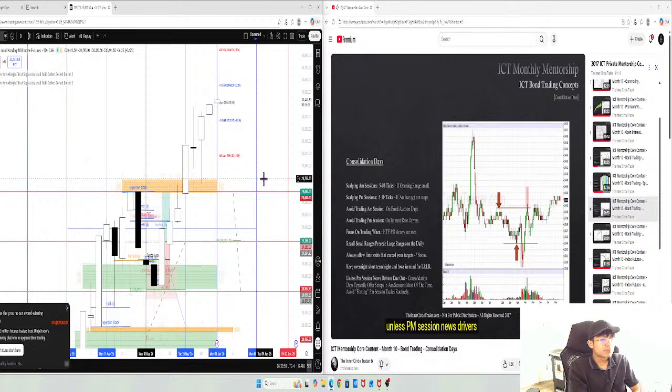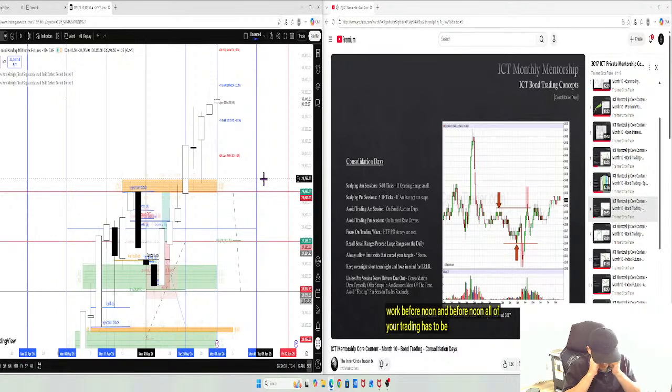Unless PM session news drivers are due out, consolidation days typically offer setups in the AM session most of the time. So by knowing that, as a general rule of thumb, a practice that we do day by day, when we're in a short-term, small volatility, very tight consolidation environment or consolidation day, we want to avoid forcing PM session trades routinely. In other words, if we are anticipating a little bit of activity, not a whole lot of expansion, you need to be doing your work before noon.